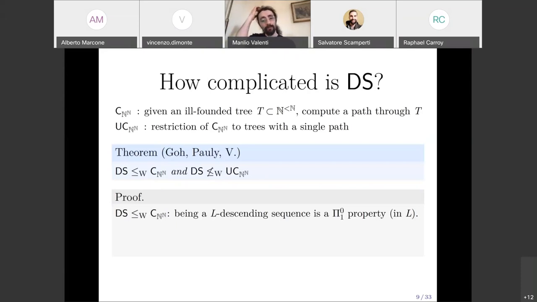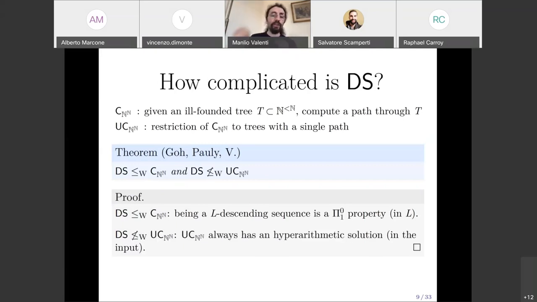The reduction of DS to C Baire is fairly easy. You just need to notice that if I give you a linear order, you can build the tree of partial descending sequences. This tree is going to be ill-founded because your original order was, and so you can use C Baire to pick a path. The non-reduction is more delicate, but it follows from the fact that any computable tree with countably many paths only has hyperarithmetic paths. In particular, if you have a tree with a unique path, then this path is going to be hyperarithmetic. And we know, as we said many times, that DS has computable inputs with no hyperarithmetic solution, and therefore no reduction can hold.